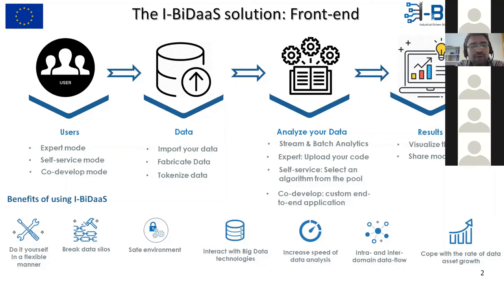On the side of data, we have a technology for fabrication of realistic synthetic data provided by IBM that allows, for example, in early development stages, when there is not sufficient real data available, to be able to continue the developments. Or this helps in situations where due to privacy concerns, the real data cannot be shared. On the side of analytics, the IBIDaaS platform offers both batch and streaming analytics, and we will see examples later through concrete Telefonica use cases. And on the side of results, we can visualize results and share models.